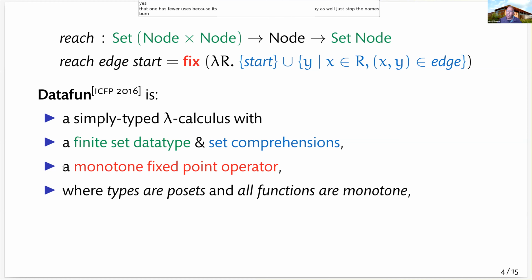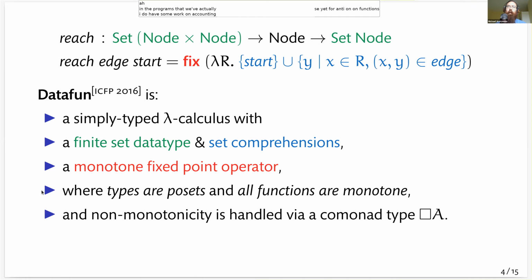When you say isomorphic, though, a function which is monotone with respect to one order is not with respect to the other. Yes, I mean, it's anti-monotone. Yes, that's correct. In the programs that we've actually written in DataFun, we've not found much use yet for anti-monotone functions. I do have some work on accounting for them, but for now, let's just worry about monotone things and non-monotone things, which is the next thing I was going to talk about.